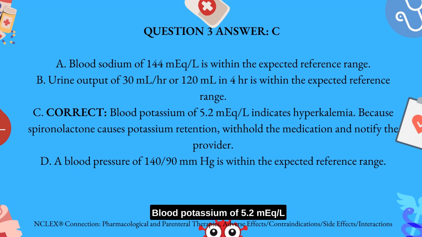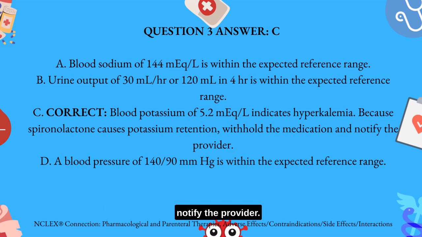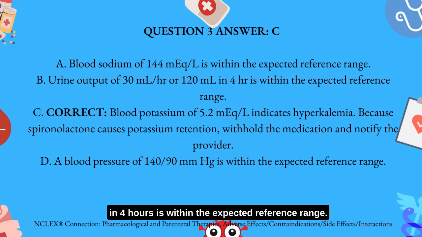Blood potassium of 5.2 milliequivalent per liter indicates hyperkalemia. Because spironolactone causes potassium retention, withhold the medication and notify the provider. Answers A, B, and D are wrong because A. Blood sodium of 144 milliequivalent per liter is within the expected reference range. B. Urine output of 30 milliliters per hour or 120 milliliters in 4 hours is within the expected reference range. D. A blood pressure of 140/90 mm of mercury is within the expected reference range.